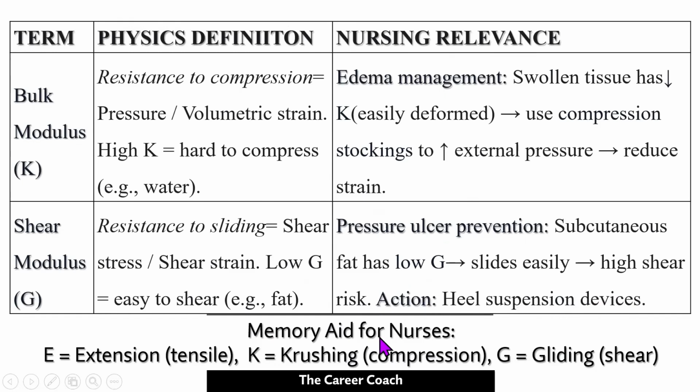These are memory aids for nurses. E equals extension, which is tensile, K equals crushing, which is compression, and G equals gliding. So G for gliding, K for crushing, which is compression, and E for extension. So in case you are asked in an exam, which of these is responsible for gliding force on a patient's skin, shear modulus applies.